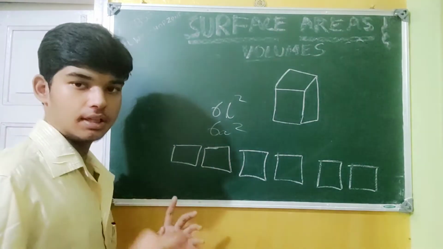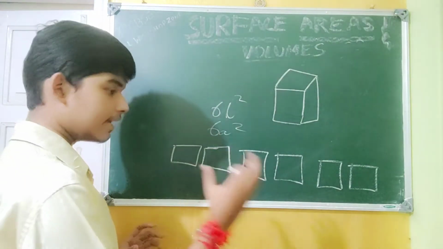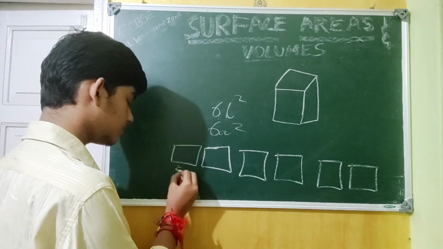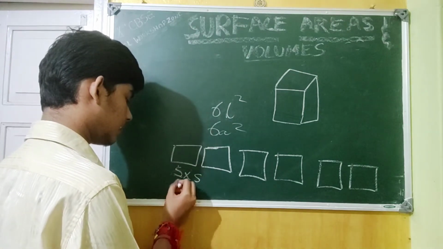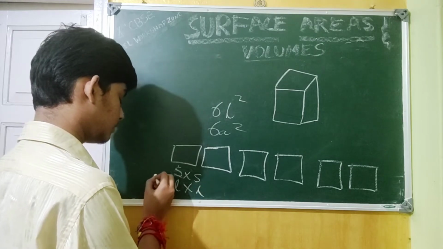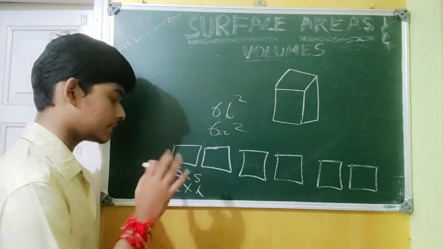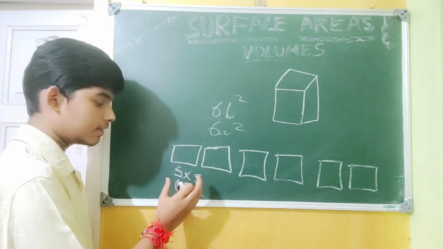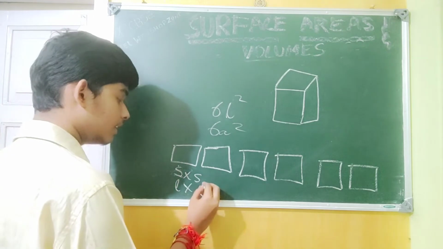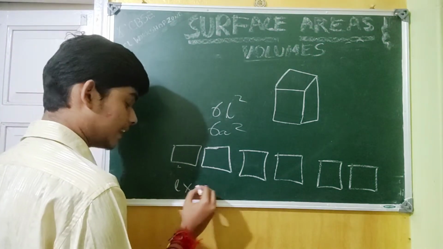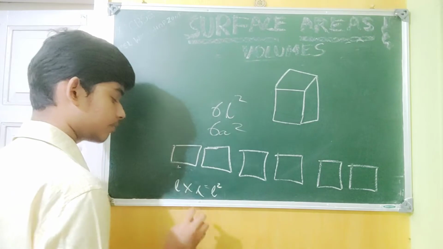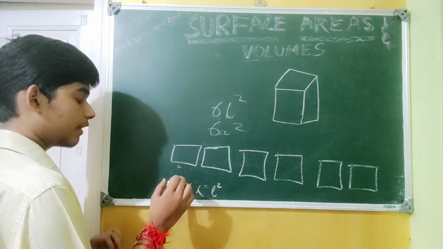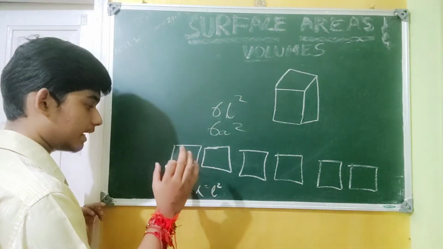First of all, the formula for finding out the area of a square is L into B, or side into side, or length into length, or let's just say L into L or S into S. So to find out the area of one square, the formula is S into S or L into L, which is equal to L square. This is the formula for finding out the surface area of a square.